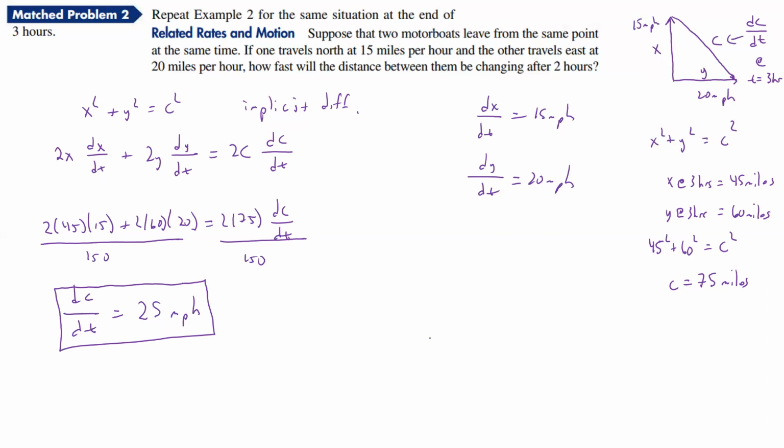Okay, so that's how we solve this problem. Again, the key was first setting up a picture, drawing what we knew, coming up with an equation, and finding all the actual items we do know, the x, y, and c. And then we also knew dx dt and dy dt, and then we just implicitly differentiate, plug everything in, and solve for what we don't know. All right, so let's stop there and we'll come back for more.